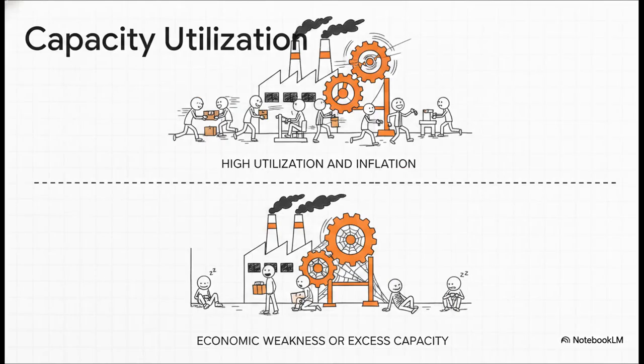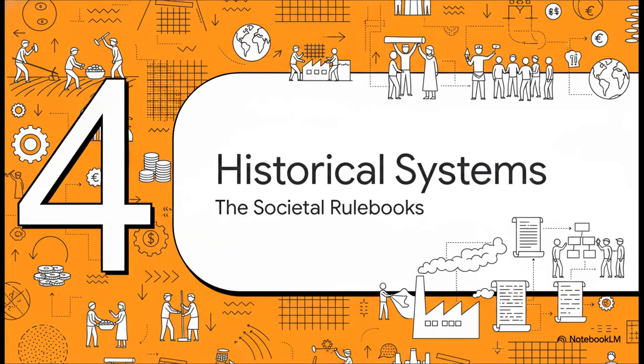Meanwhile, tracking how much of our factories and mines are just sitting idle tells us if we're facing inflationary pressure or economic weakness. The Federal Reserve releases a monthly report on industrial production, and a key measure here is the capacity utilization rate. Basically, if it's incredibly high, it means we're using almost all our productive capacity, which can signal supply constraints and upcoming inflation. But if those levels are low, it means factories are sitting idle, and that points directly to economic weakness or excess capacity. But how do societies choose to organize all these resources in the first place?